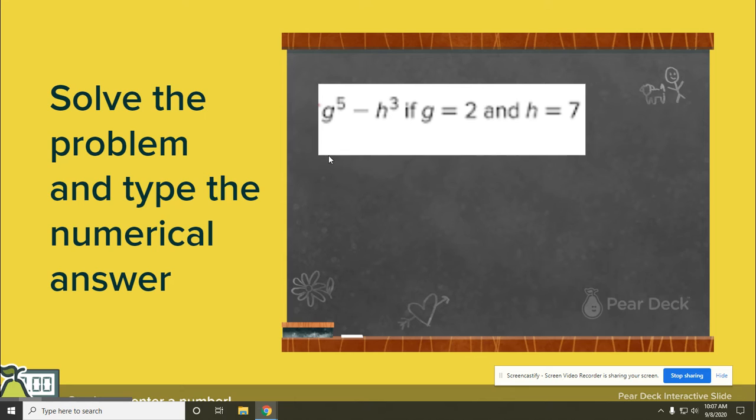Here's another one. Solve the problem, type the numerical answer. Again, you can't type it. But g to the 5th minus h cubed. And the answer would be, sorry, I'm doing these in my head, 243 minus 16, so it'd be 227.